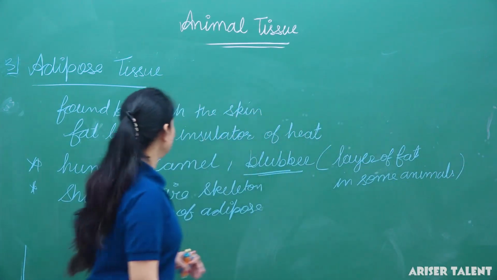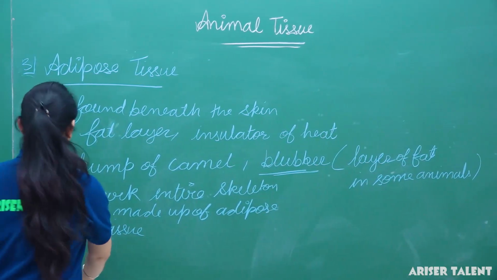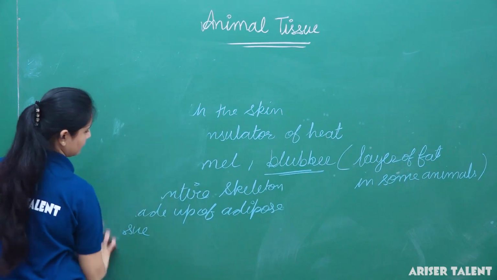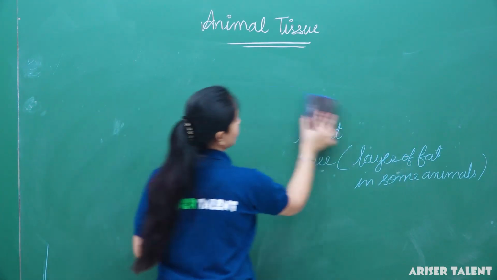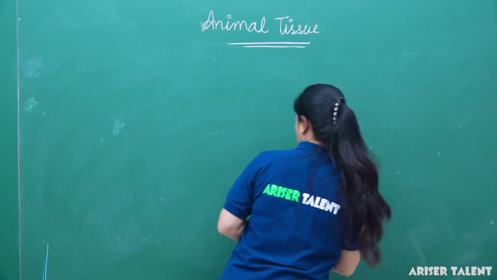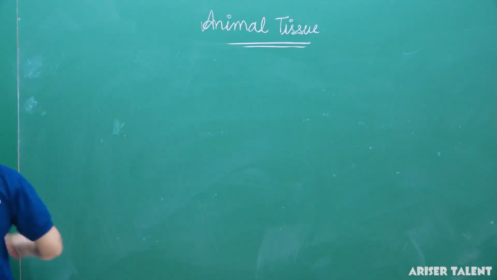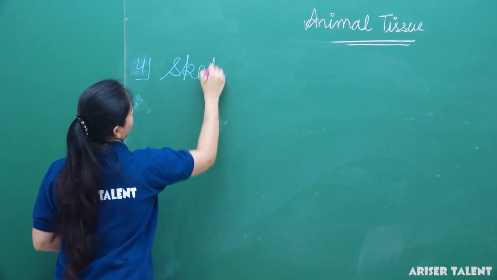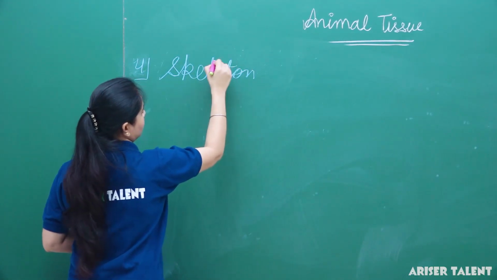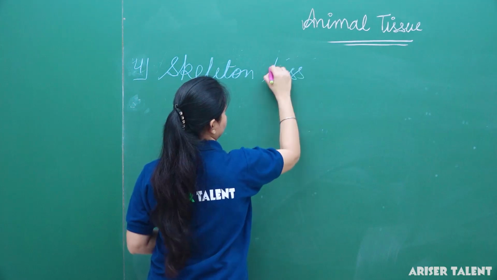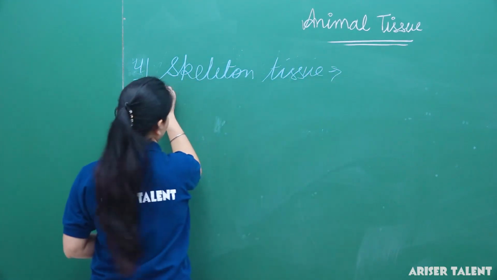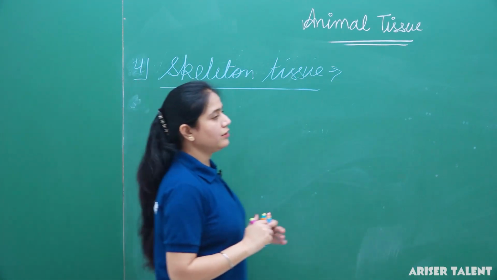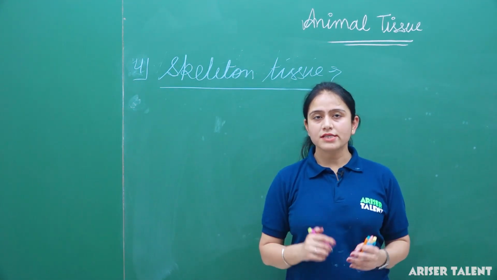Okay. Now next is skeletal tissue. Skeletal tissue means related to the skeleton. Number 4 is skeletal tissue. In the skeletal tissue, they are connected to the skeleton.